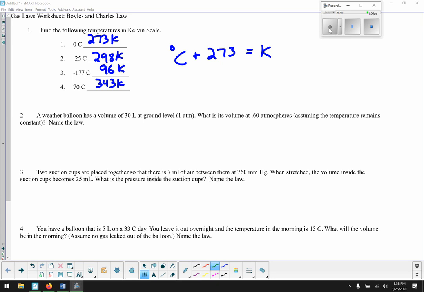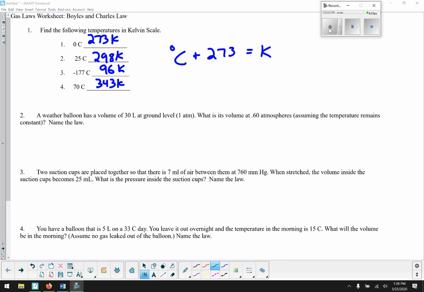Okay, gentlemen, so today I'm going to be going over the two worksheets from this week, Boyle's and Charles' law and the Gay-Lussac and combined gas law worksheets. So I'm just going to work through them, show you how to rearrange the equations, and go through everything.